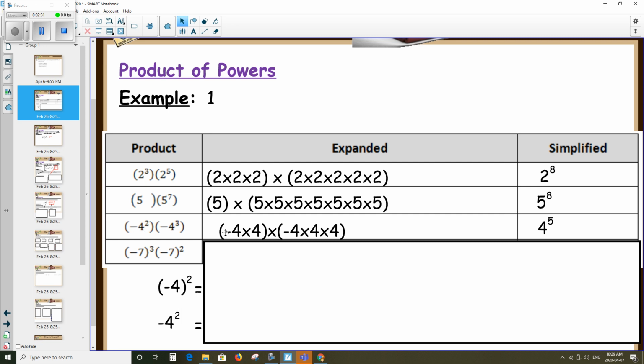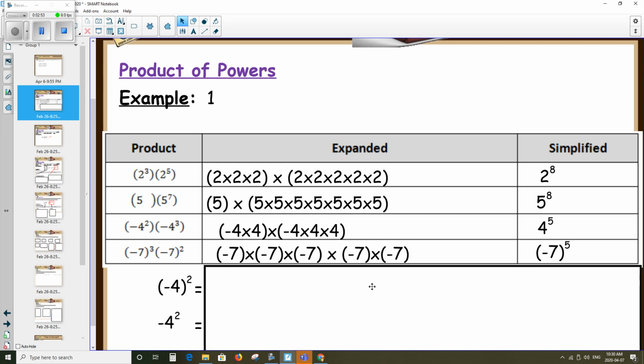But this is (-4) times (-4), and then if you have a 3 exponent, it's (-4) times (-4) times (-4). So altogether we have 5 4's, and there is one negative sign multiplied with a second negative sign. When you have a negative times a negative, that becomes a positive. And the last one, (-7) to the exponent of 3, so you're writing (-7) in a bracket 3 times, multiplied by (-7) squared. So you have 2 (-7)'s in brackets at the end here. All together we have 5 of them.